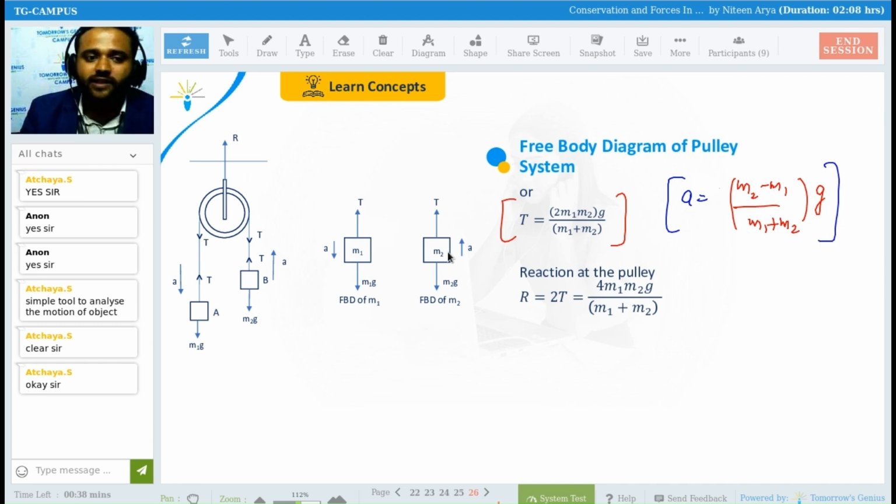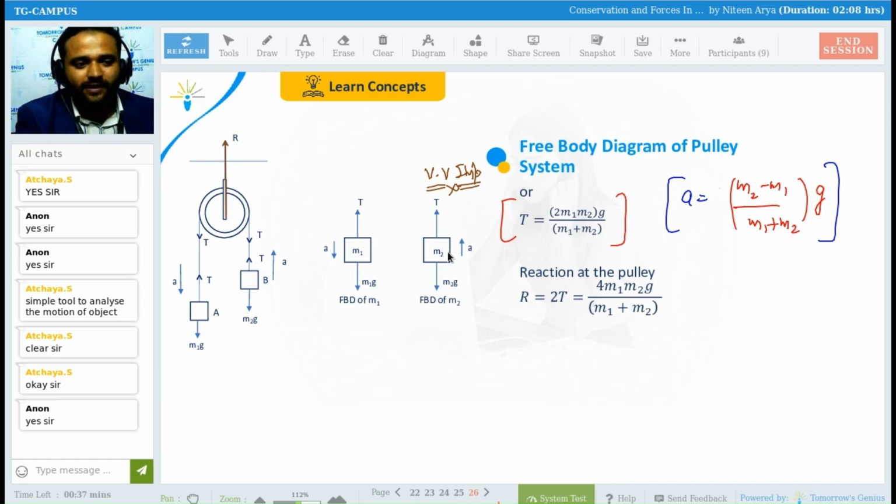And we know that the reaction force on this particular pulley system is twice the tension. So that is 4M1M2g divided by (M1 plus M2). And these two relations are very, very important. Is this clear? Is this clear with everyone? Anil or Kanishka or Satya or Murish, Mukeshwaram, Ashwin, Pranav or Bhuvana. Is this clear, beta? Or did you sleep, Bhuvana?